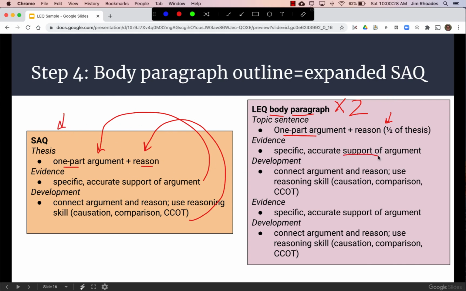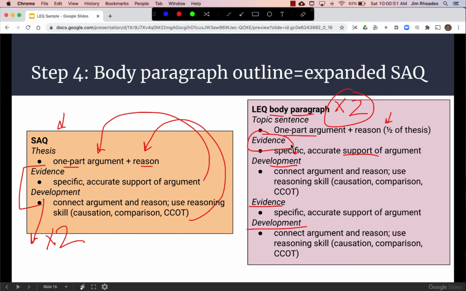I have specific evidence. I have my development. And then what I do is I do it again. The standard for an LEQ is more evidence. So if I had a body paragraph with just 1 piece of evidence, it would not be enough. So it's kind of like multiplying an SAQ times 2, and then you do that twice. That's why it's long instead of short.